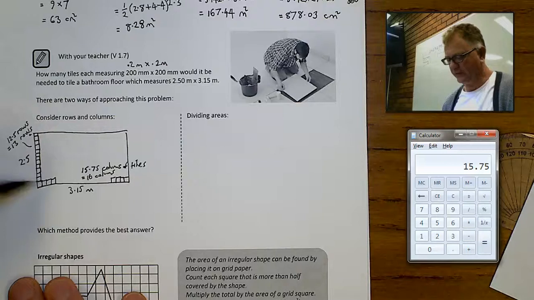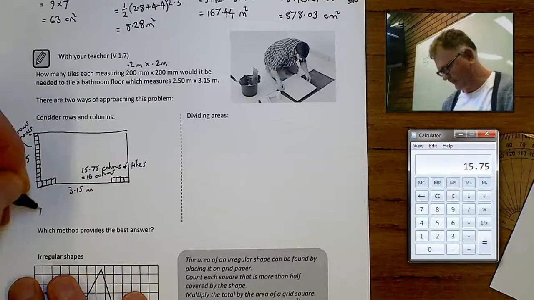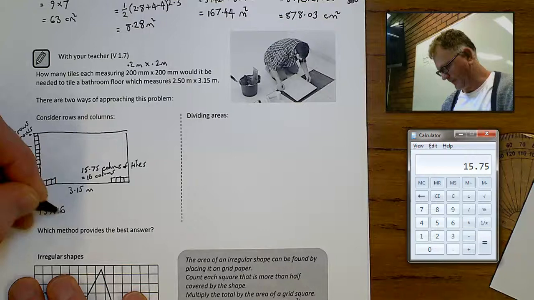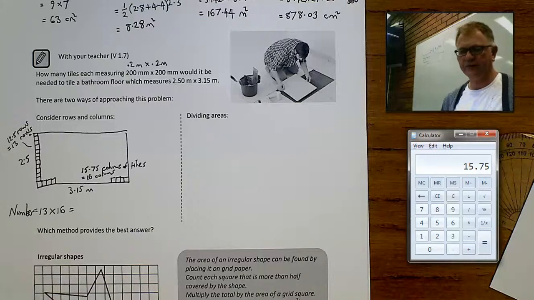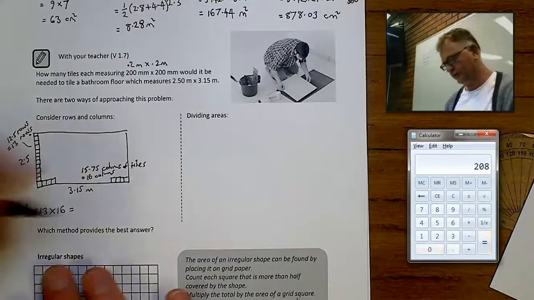So in terms of our thing, we need 13 rows by 16 columns. 13 by 16. You need 208 tiles.